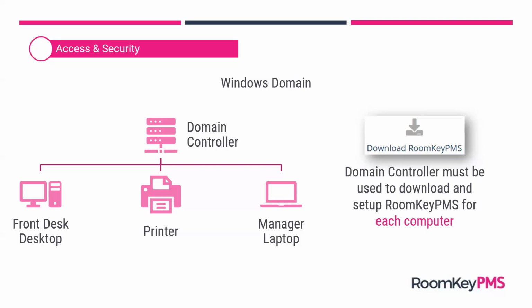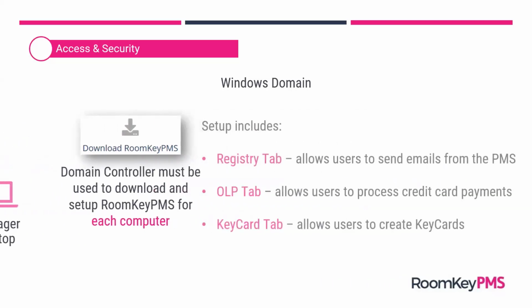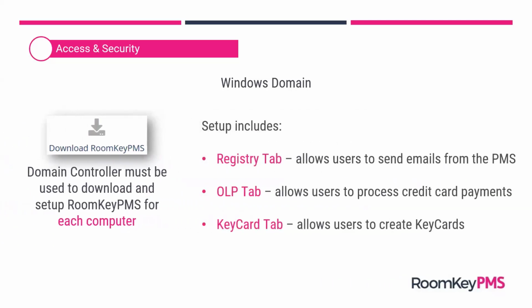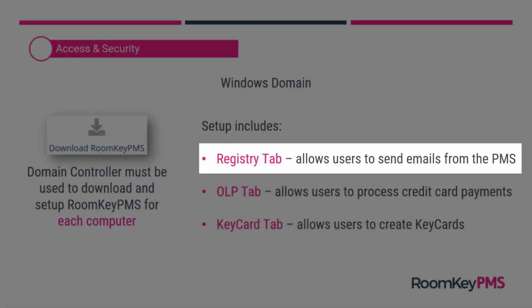So in addition to downloading RoomKey, you also need to do the setup from the domain controller. And when I say setup, this includes setting up the registry tab, which allows users to send email from the PMS. That could include confirmation letters or copies of the guest folio at checkout.